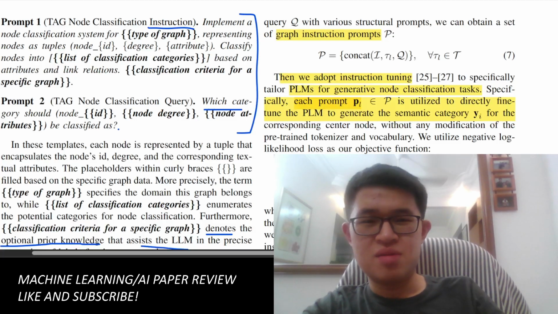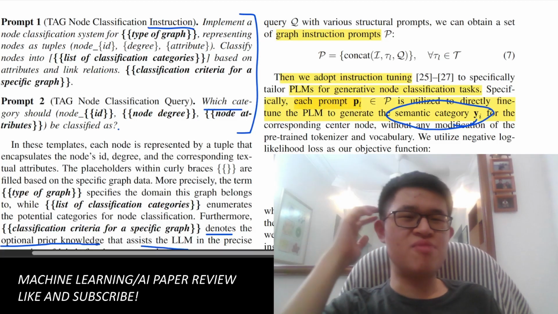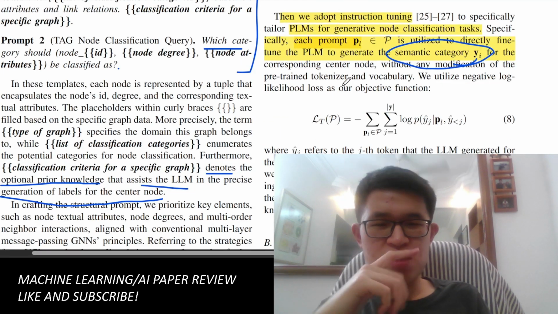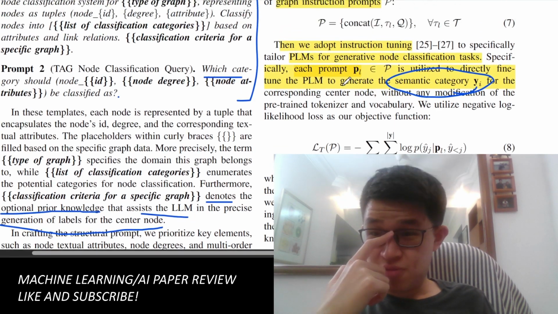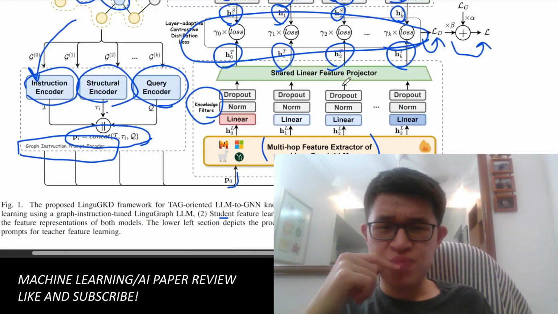Okay. So this is the label. This one right here, the semantic category YI. Have we seen? Have we talked about this? YI? Have we?